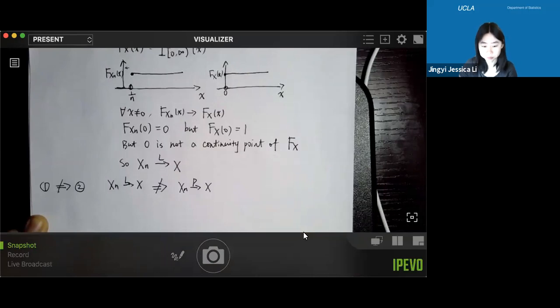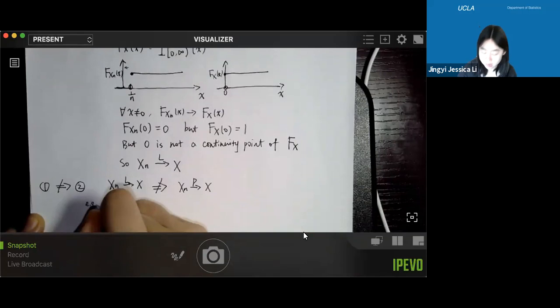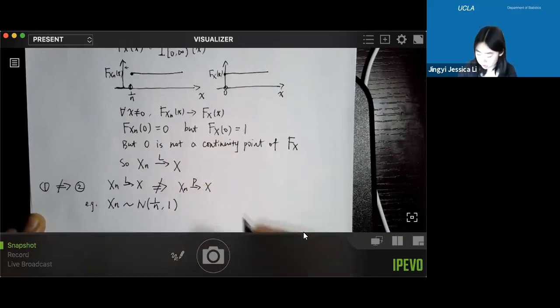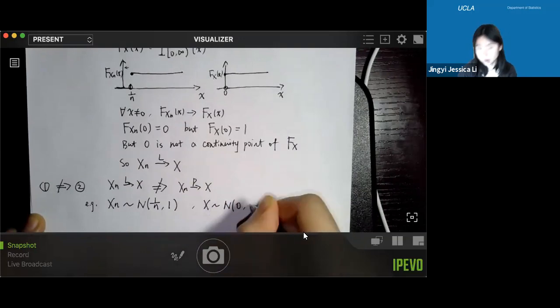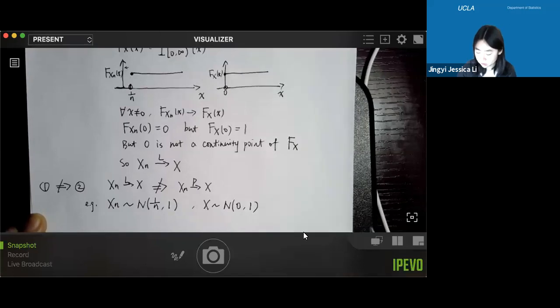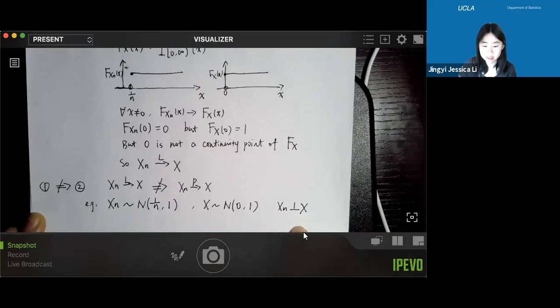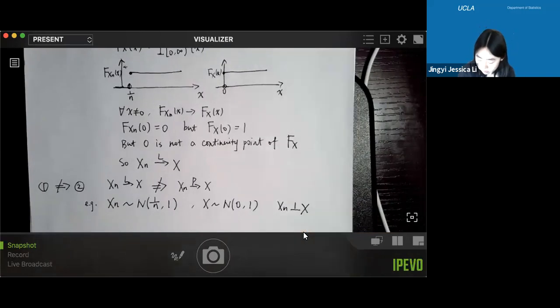For this counterexample, the easy one to think of is independence. Let X_n be a random variable following a normal distribution with mean 1 over n and variance 1, and let the limit X also follow a normal distribution with mean 0 and variance 1, with these two independent. In probability, we often use the sign orthogonality to mean independence. Then you can see that X_n converges in law to X. This is very obvious. You can still prove it using the definition of convergence in law, by writing down the CDF and showing that they converge.